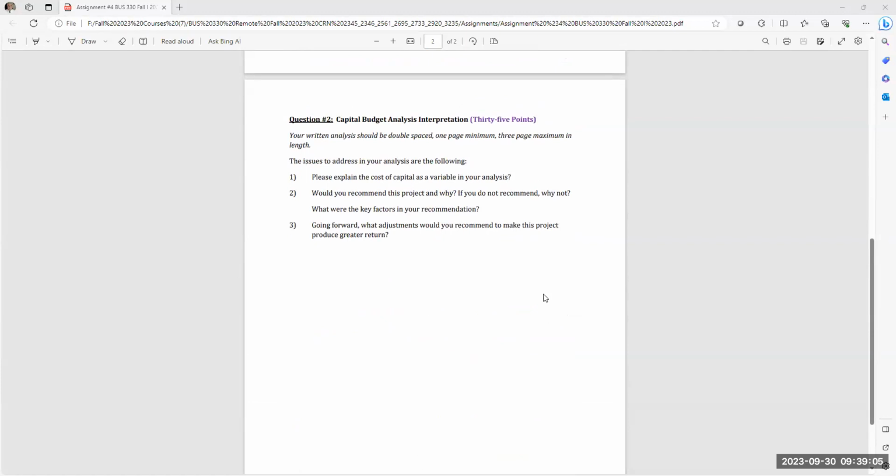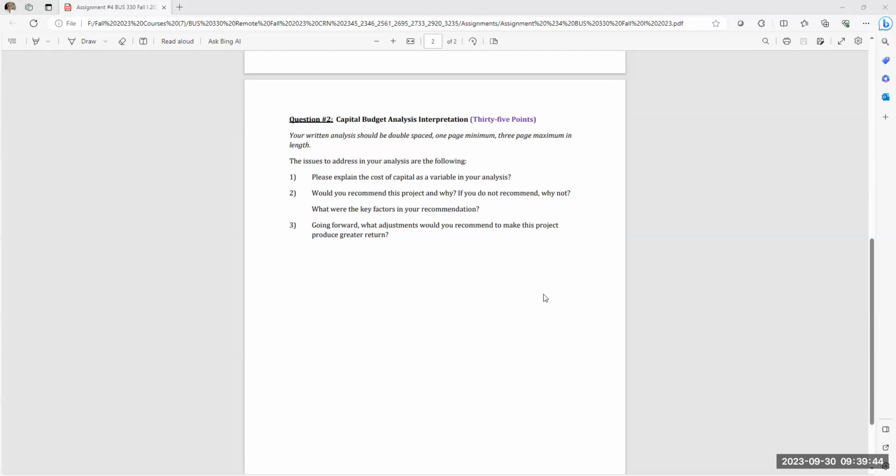explaining these 3 questions. Explain the cost of capital as a variable in your analysis. What is the cost of capital and how does it influence your capital budget analysis? Would you recommend this project after your analysis, and why? If you do not recommend, why not? What are the key factors that made up your recommendation to approve or disapprove? And then finally, going forward, what adjustments would you recommend to make this project produce a greater return?